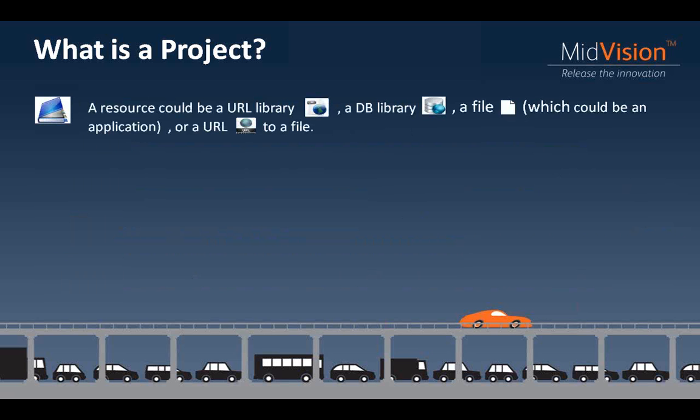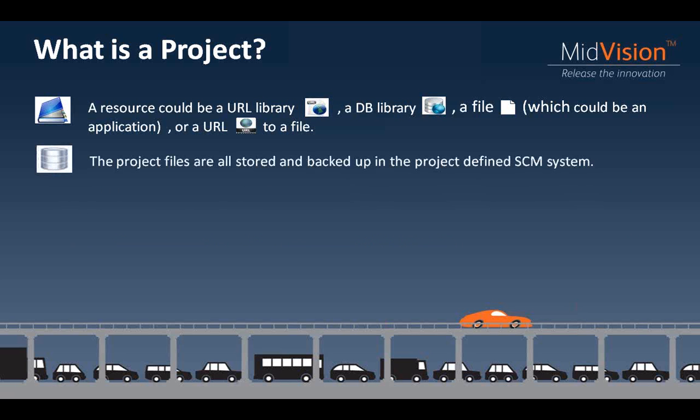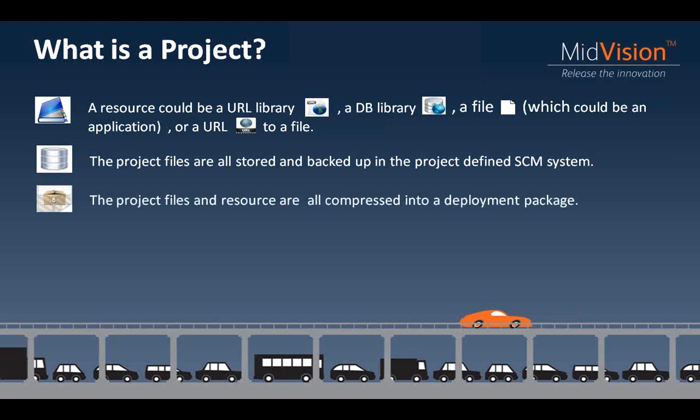So when we have got a project, we have a whole set of files which we've discussed, the URL library, a database library, a file, or anything, and they're all going to be stored in our SCM system. Okay, the SCM systems that we support are things like Subversion, Git, Mercurial, etc. And all of our files are stored and backed up in those. But today what we're going to show you is just using the very basic SCM repository, which is just a flat file system. So effectively no SCM.